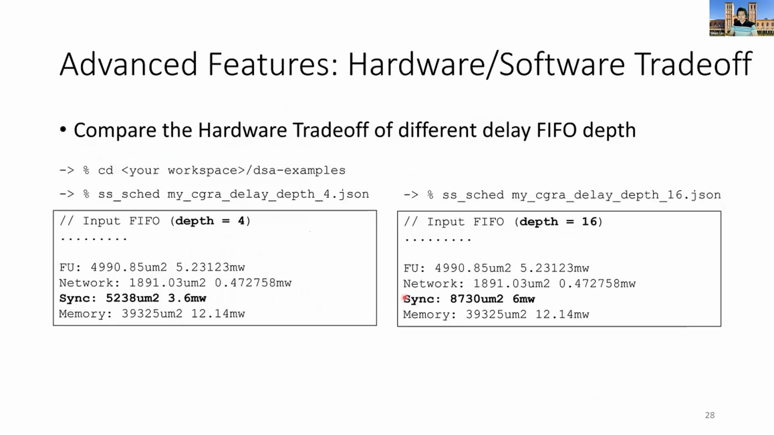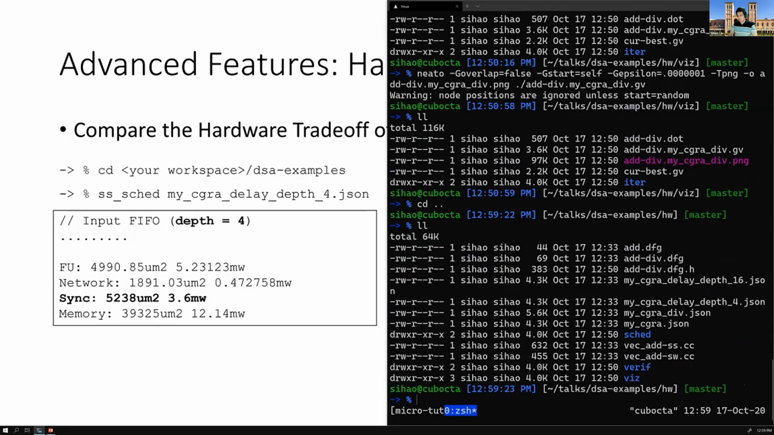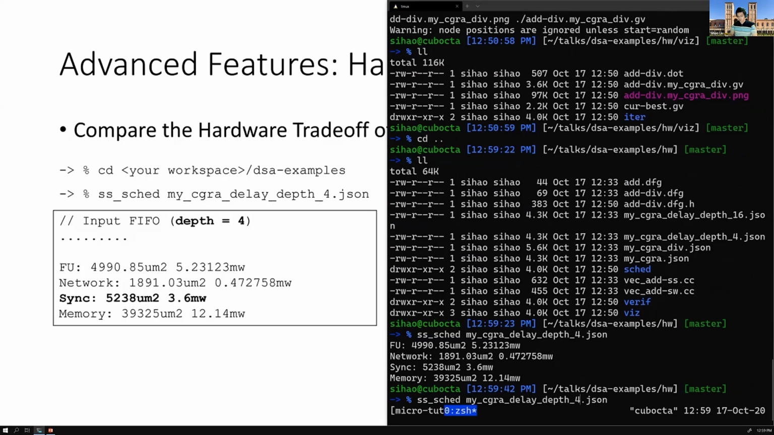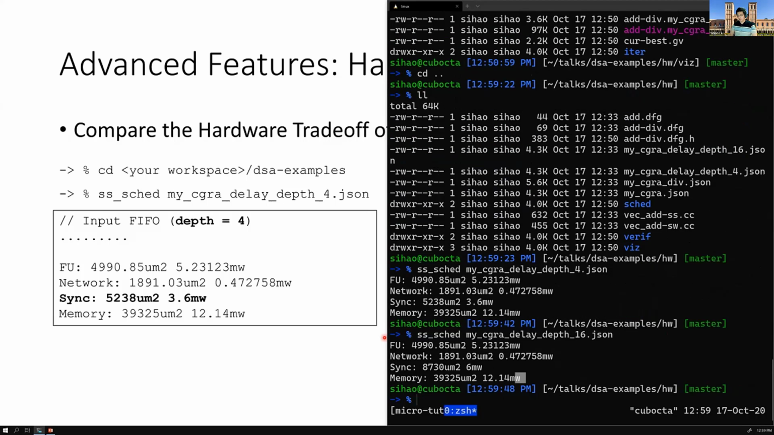And now let's see what we will have in terms of the hardware trade-off. You can check the DSA example, and there will be 2 files, called my CGRA delay depth, which is 16, and my delay depth, which will be 4. You can run the same command, ssget, and enter these 2. I want to use 4, and you have a power and area estimation, and you can change to another one, so you will have a different power and area estimation.